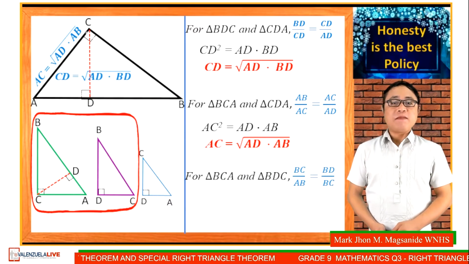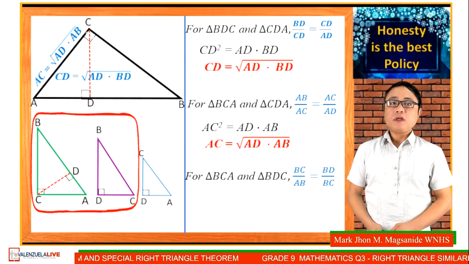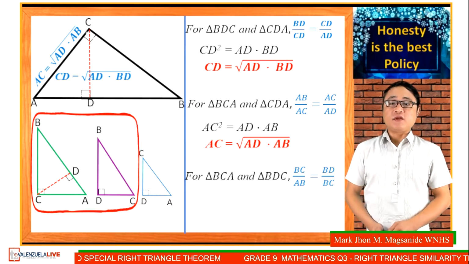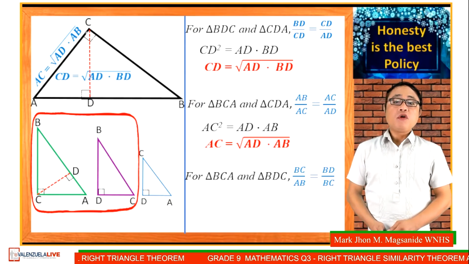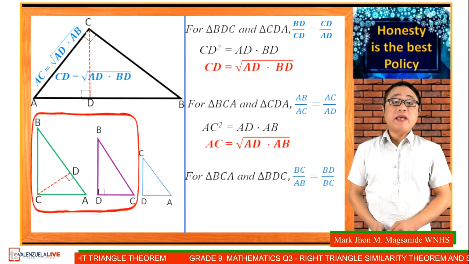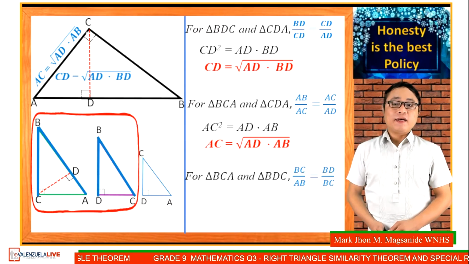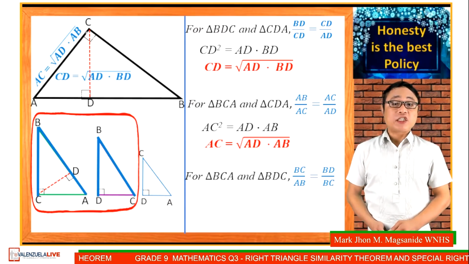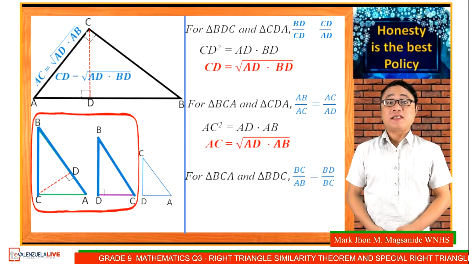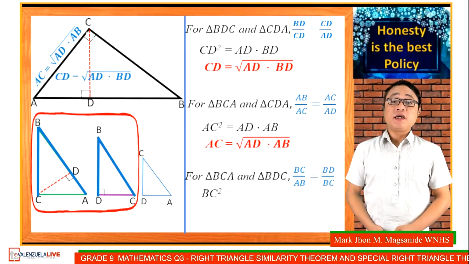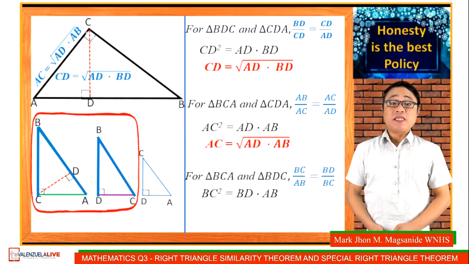Next, for triangle BCA and triangle BDC, the proportion BC is to AB as BD is to BC is formed by getting the relationship of longer leg to hypotenuse of each triangle. By the cross multiplication property, or the means-extremes law of proportion, BC squared is equal to BD times AB.